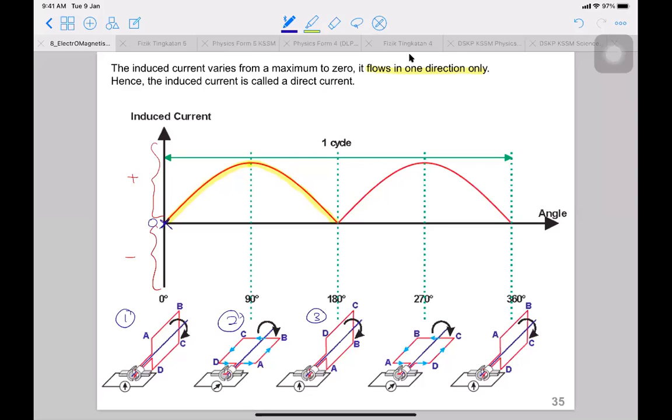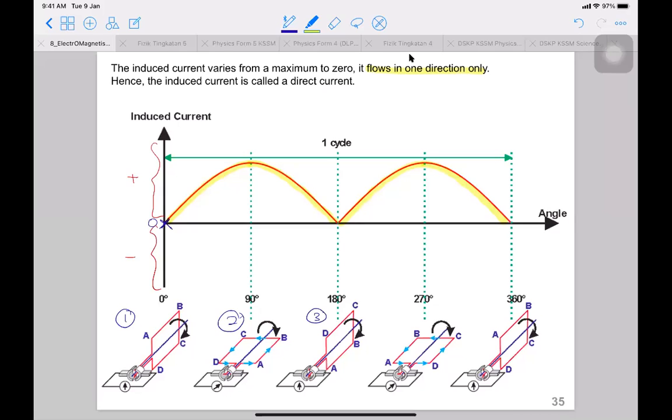And then it will continue to rotate again until it is in a horizontal position, 90 degrees, another 90 degrees. So the reading on the galvanometer will be the maximum. And then rotate again until it is in a vertical position. So that is 0 again. Okay?